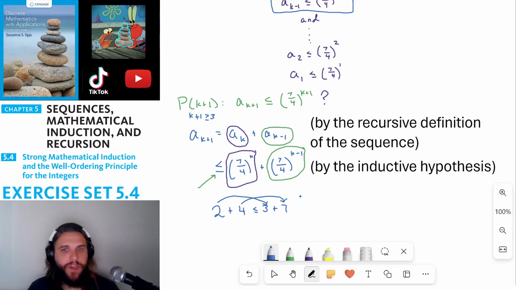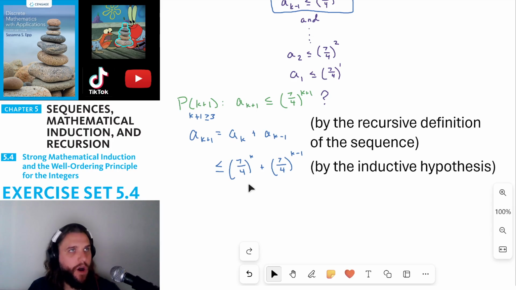And that's kind of what we're doing here, where this is the 2, this is the 4, this is the 3, this is the 7, and so forth. Now, this isn't quite what we wanted. We wanted to show that in P of k plus 1, a sub k plus 1 is less than or equal to 7/4 all raised to the k plus 1. So far, we've shown that a sub k plus 1 is less than or equal to this thing, which isn't quite the same thing that we wanted.